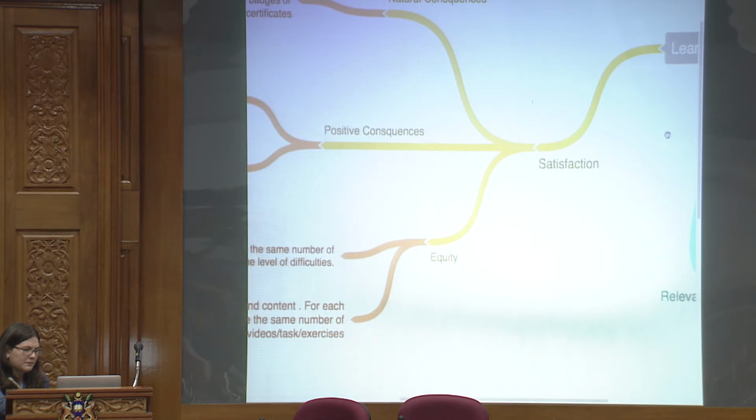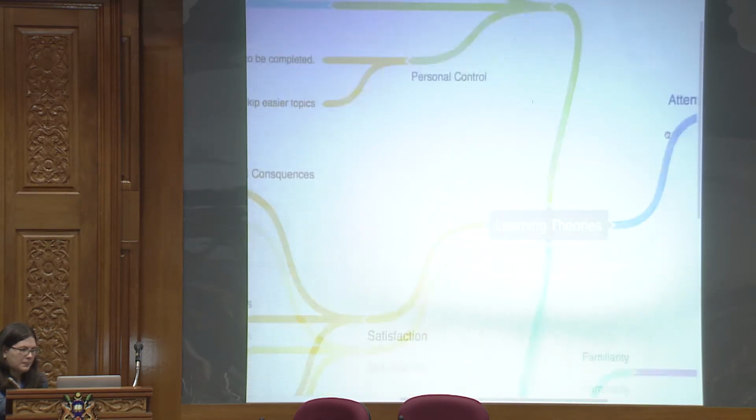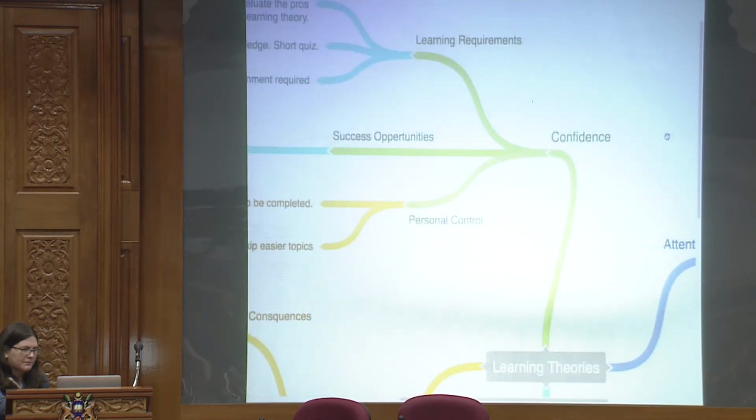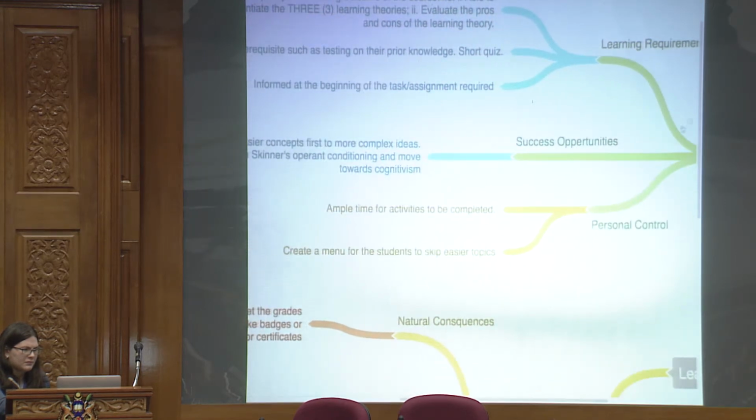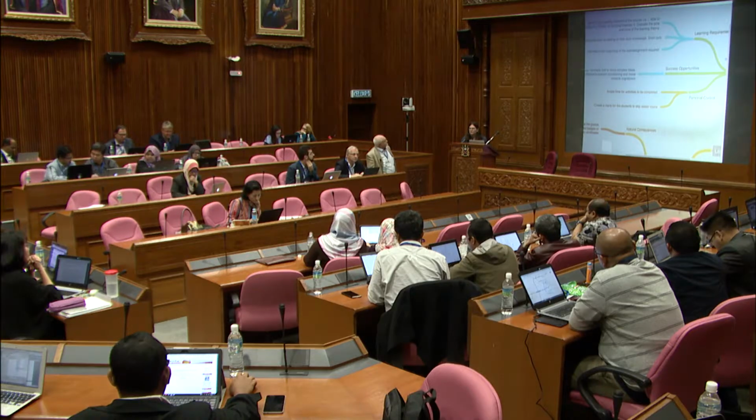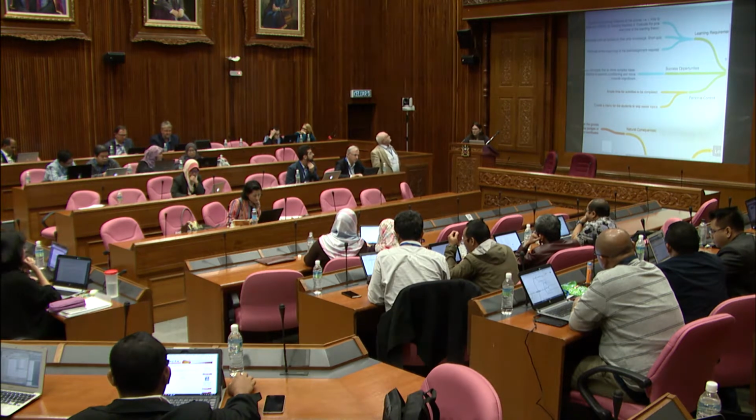On ARC, confidence. For the learning requirement, we specify the learning outcome of the course, which is to be able to differentiate the 3 learning theories. In our case, we use the behaviorist, cognitivist, as well as the constructivist. And if we ask them to also evaluate, they are able to evaluate the pros and cons of the learning theory, depending on which theory, to differentiate them.